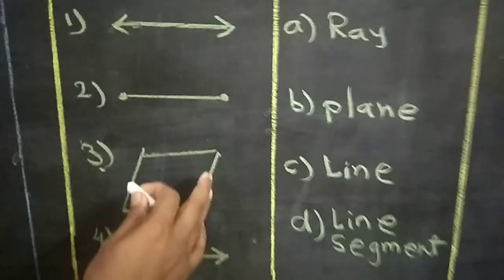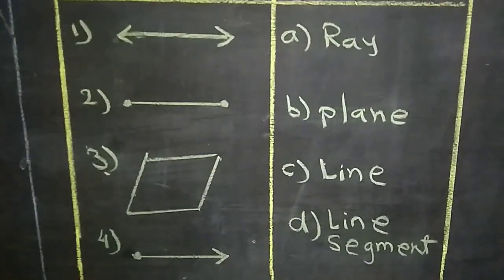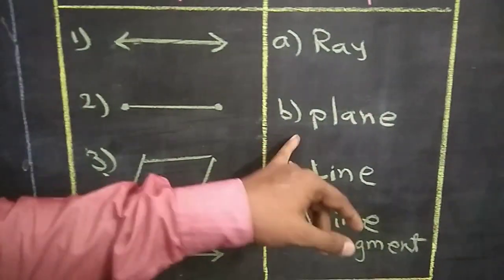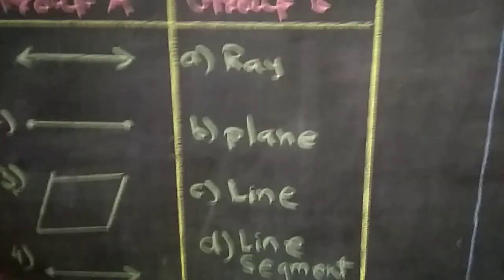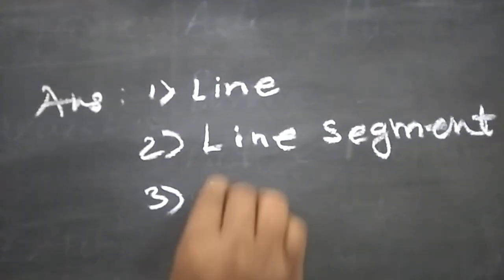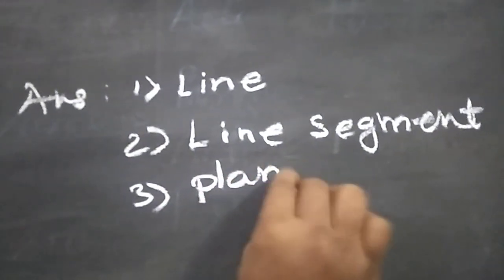Now here a flat surface is given, and we have already studied that whatever is flat is always your plane. So its answer will be plane. So the answer of the third figure is plane.